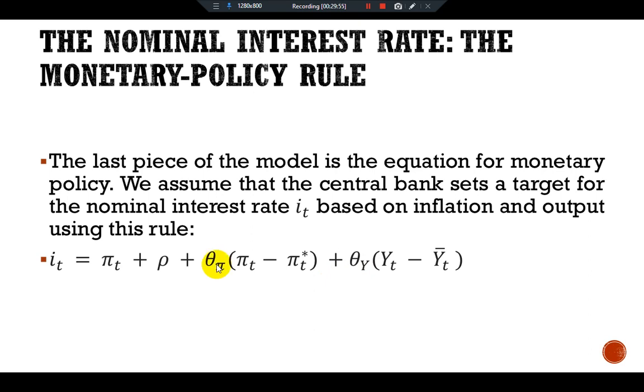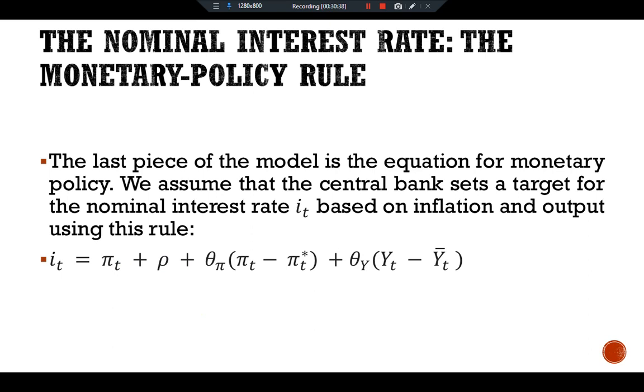They indicate how much the central bank allows the interest rate to respond to fluctuations in inflation and output. The larger the value of theta pi, the more responsive the central bank is to deviations of inflation from its target. The larger the value of theta y, the more responsive the central bank is to deviations of income from its natural level. Recall that rho, the constant in this equation, is the natural rate of real interest, the real interest rate at which, in the absence of any shock, the demand for goods and services equals the natural level of output.